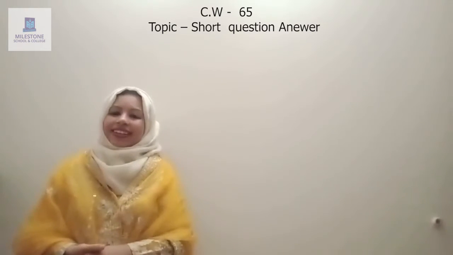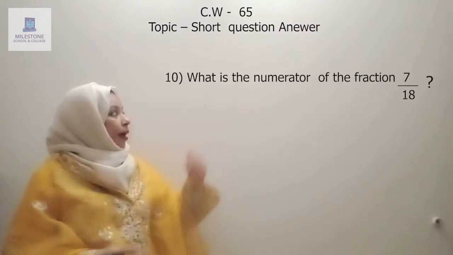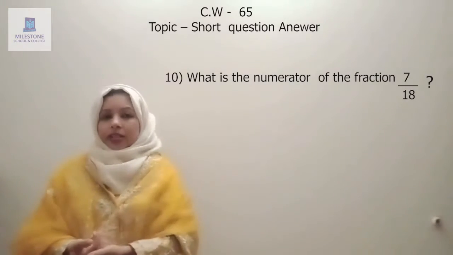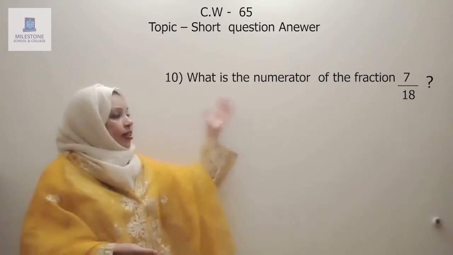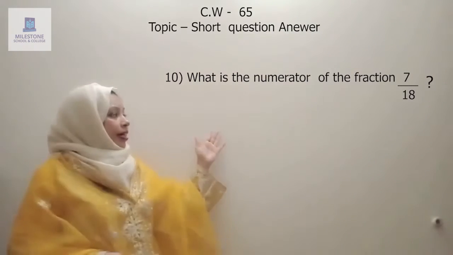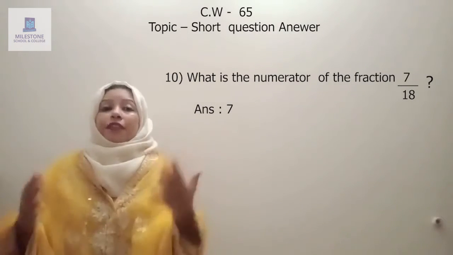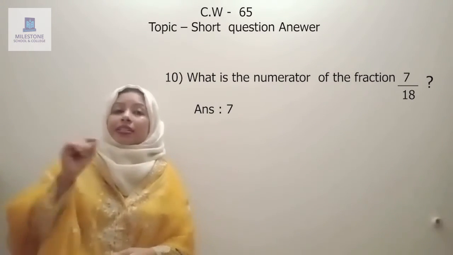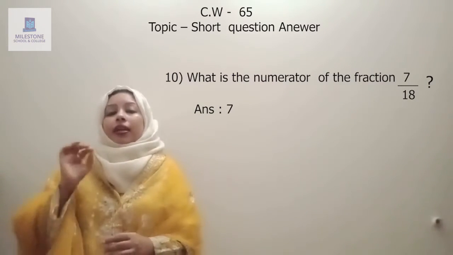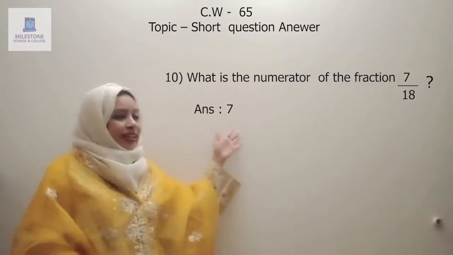What is the numerator of this fraction here? 7 by 18. So we have to find out, they have given the fraction number 7 by 18, and in that fraction number, which one is the numerator part? Here our answer is what? Very good, 7. We know the number above the fraction bar is called the numerator. Here 7 is our numerator because 7 is above our fraction bar. So our answer is 7.